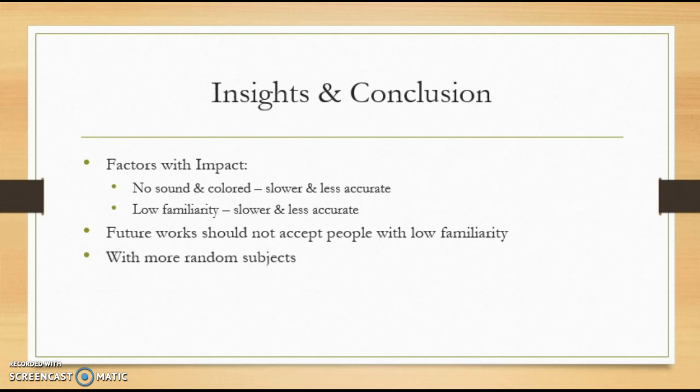So our future work should not accept people that have that low familiarity. Maybe we choose a task that's a little bit more easy for the average person to complete. And then we also would like to, if we could do this again, do it with more random subjects. We did try to have more of a random selection by posting that we were doing this study onto social media to try and get people from other departments to come and participate. But the age of our participants was pretty much the same. And then the type of people was very similar because we were doing it in a university engineering department.